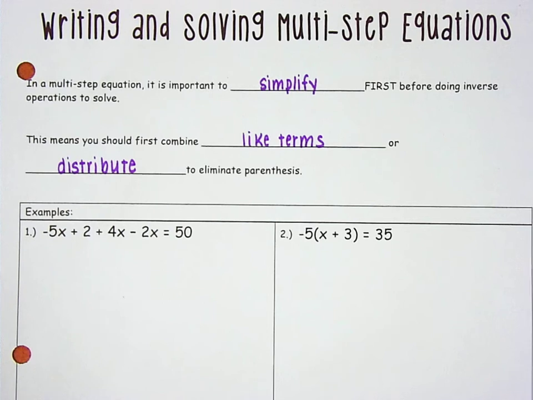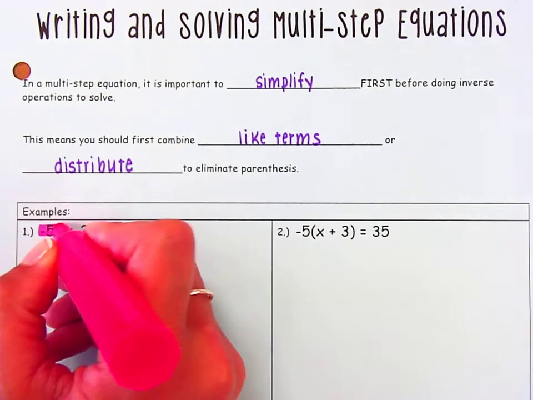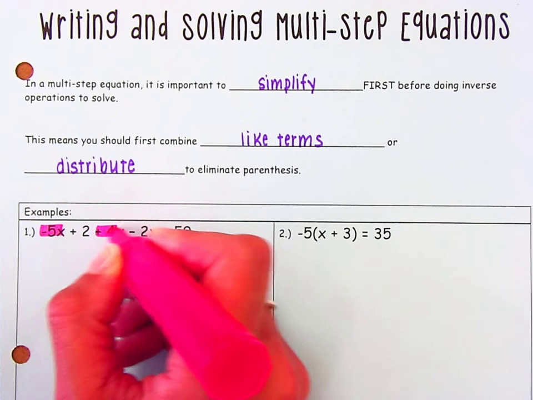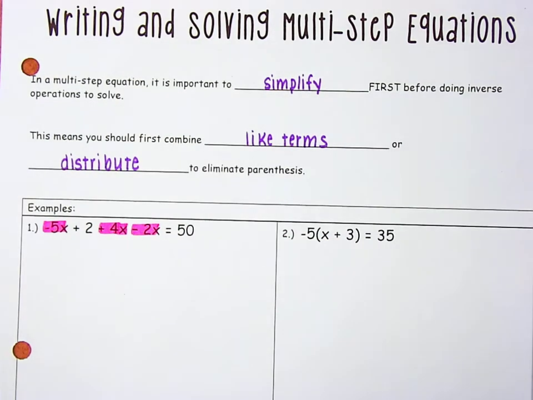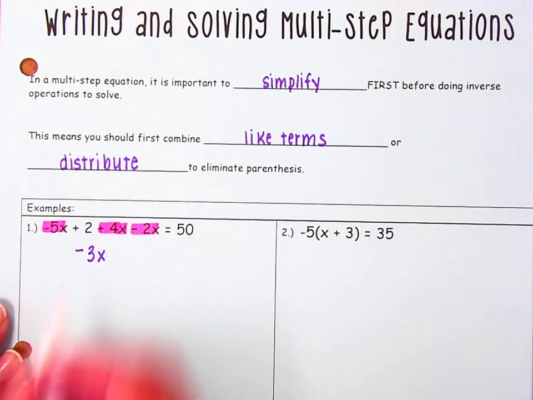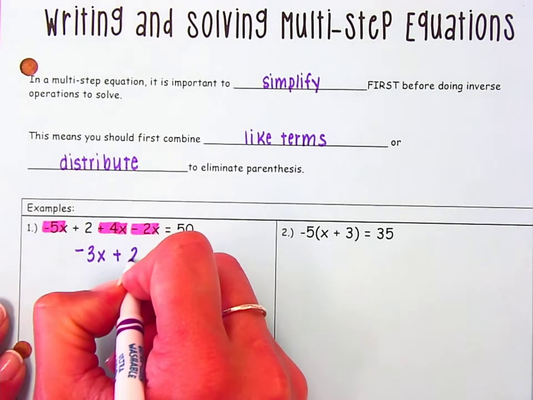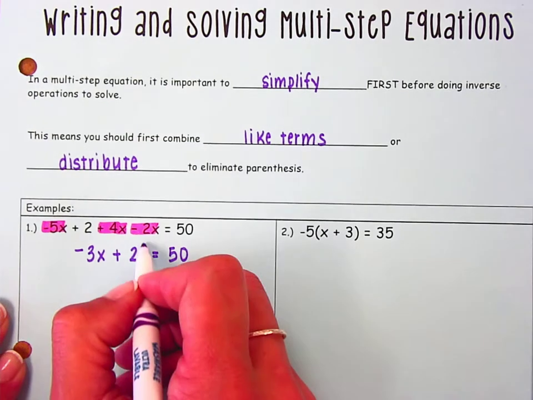So the first example, we're going to have to combine those like terms since we don't have any parentheses to eliminate. So I'm going to start by identifying the like terms. So we have negative 5x, positive 4x, and negative 2x. When I combine negative 5x, positive 4x, and negative 2x, I'm left with negative 3x. We're going to keep our plus 2 equals 50. Now we have an equation that we know how to solve.